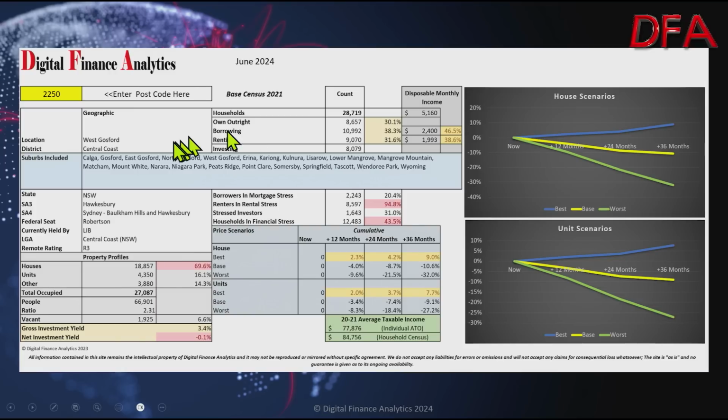We can also then look at the scenarios, and based on the best, base and worst case scenarios for houses, there is a scenario where prices continue to rise over the next 3 years, up to 9% over 3 years. The base case for houses is a fall of about 10% over 3 years. The worst case is a more significant fall. Units tend to follow on, although the downside may be a little less severe.